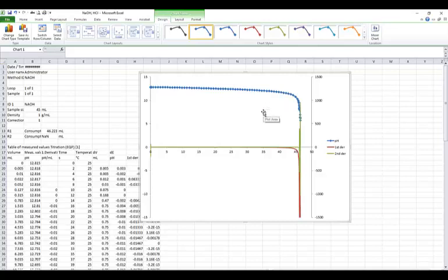So that's all you need to do. You'll need to do it for all of your titration curves you did on the auto titrator, but it'll be exactly the same process each time.